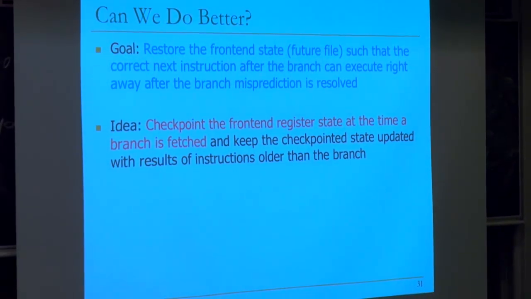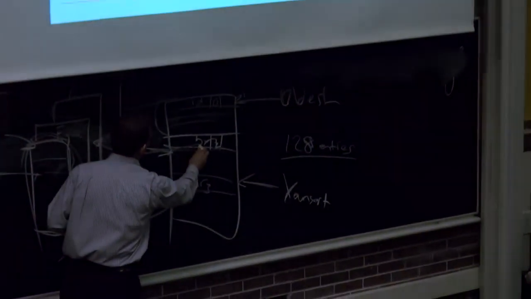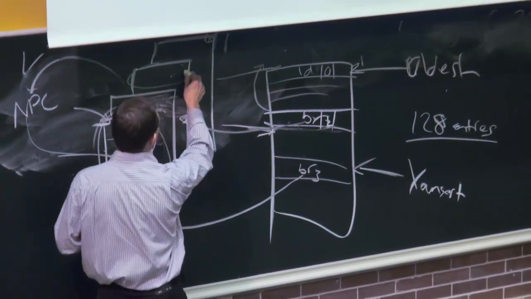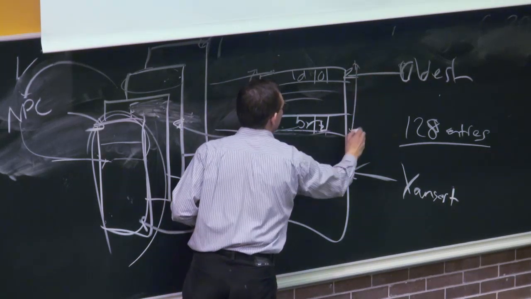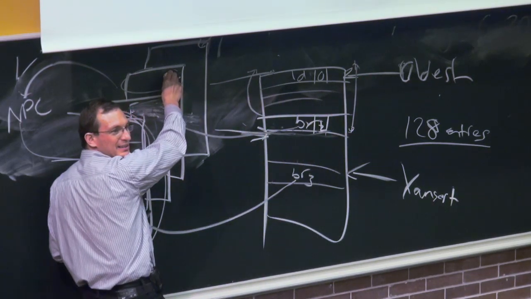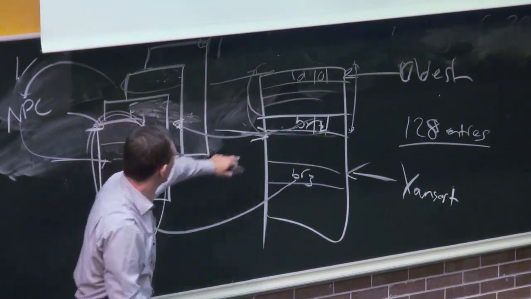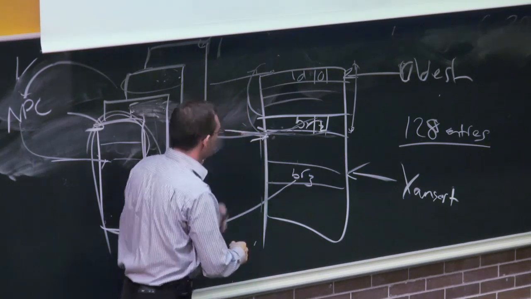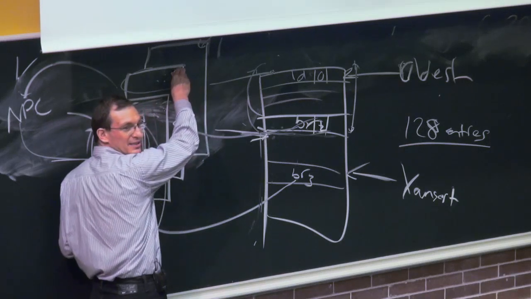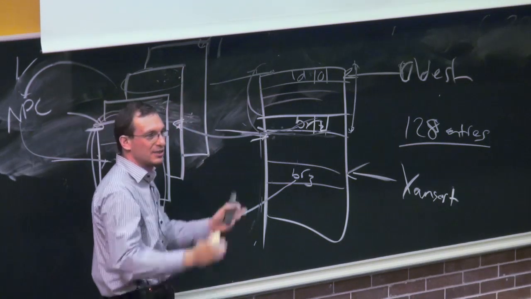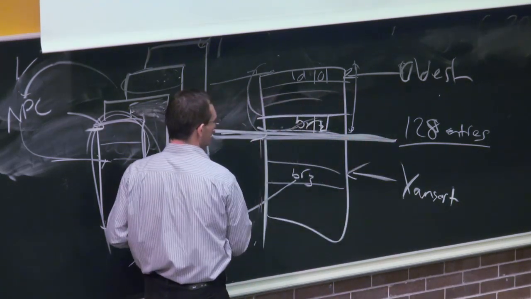with the results of instructions older than the branch, right? These checkpoints, for example, when you fetch this branch, you create another checkpoint, copy the front-end register file. But these instructions that are older than the branch, they'd better update that checkpoint, because you do want these results to be available to the instructions that are coming after the branch, right? But instructions that are coming later than the branch don't update that checkpoint, because that's the whole purpose, right? You need to go back to the state that's here very quickly. OK?